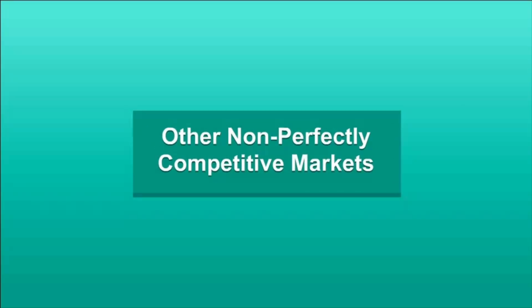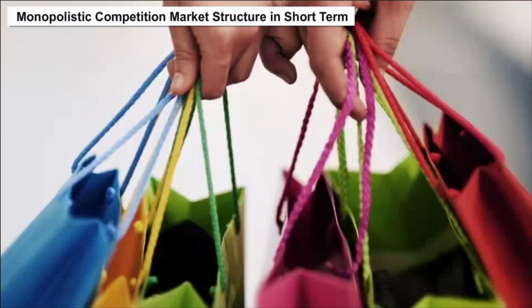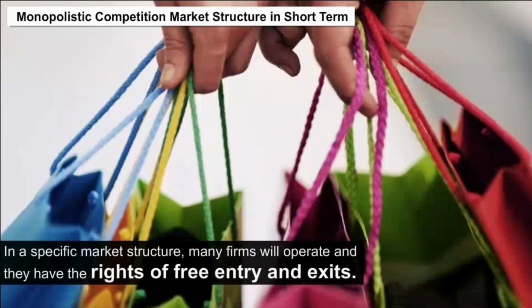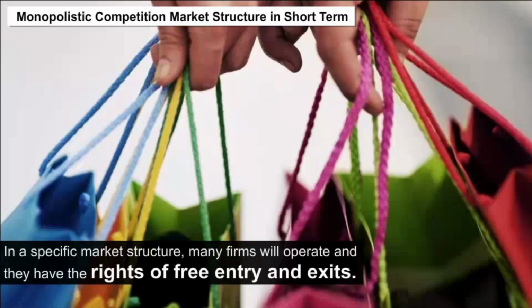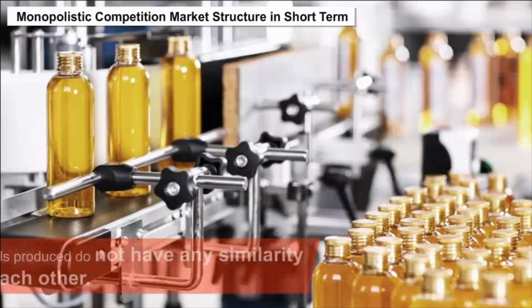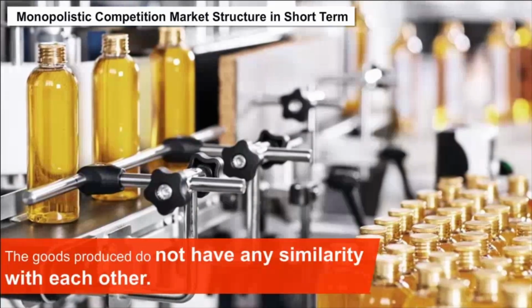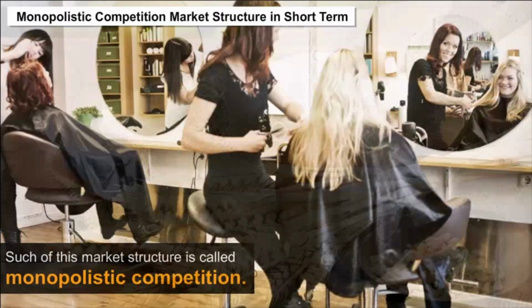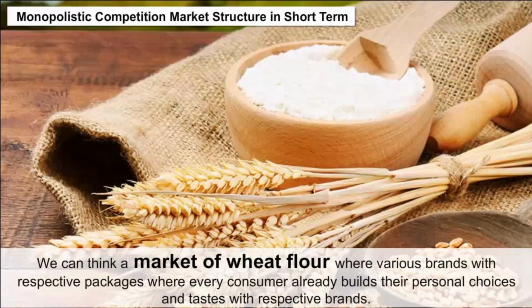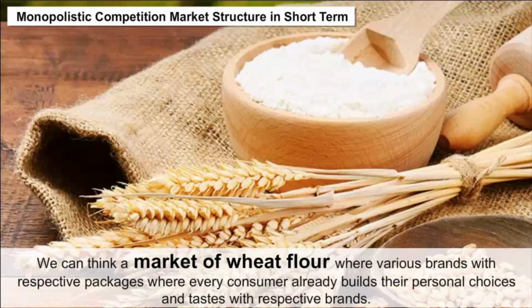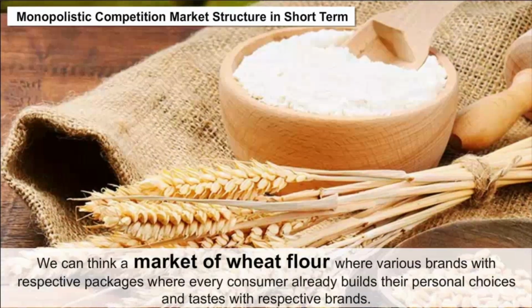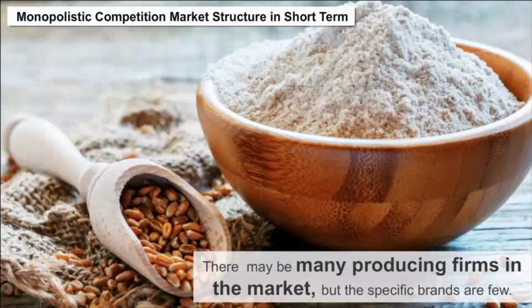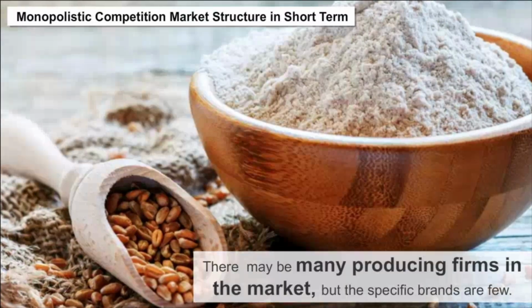Other non-perfectly competitive markets. Monopolistic competition market structure in the short term. In a specific market structure, many firms operate, and they have the right of free entry and exit. But the goods produced are differentiated from each other. Such a market structure is called monopolistic competition. We can think of a market of wheat flour where there are various brands with respective packages, where every customer has already built personal choices and tastes with respective brands. There may be many producing firms in the market, but the specific brands are few.